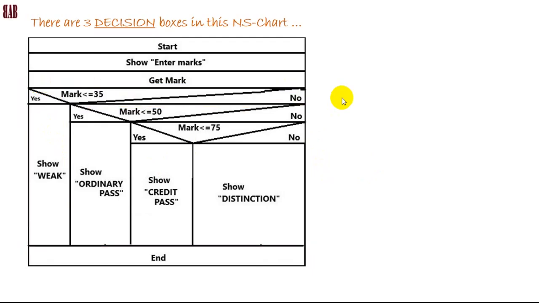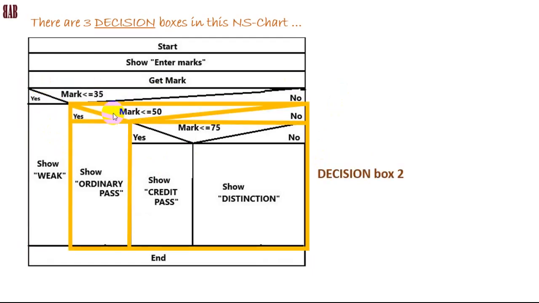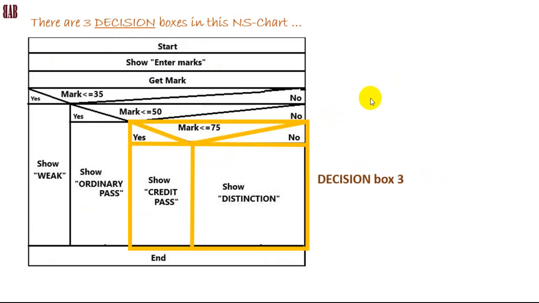So let's look at the next one. Next one is this. So this is the outermost one. Now we are seeing the second one. Again, a condition, a yes and a no, and the yes side and the no side. Okay, that is the second decision box we have in our NS chart. And finally, let's look at the third one. So this is the third decision box we have.